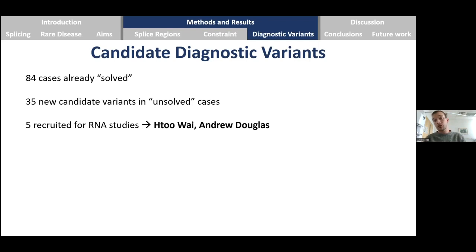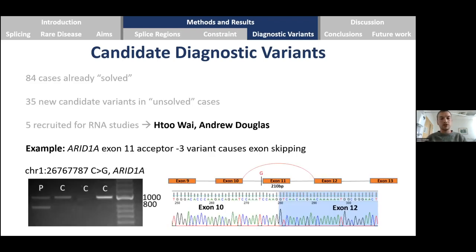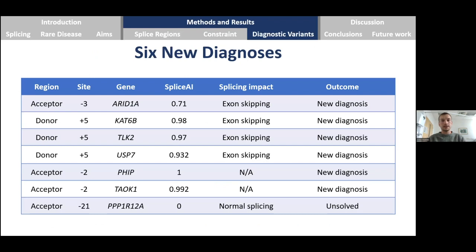We were lucky enough to recruit 5 of these patients for RNA studies in-house, which were largely done by Tu and Andrew. As an illustrative example, we found a patient with a de novo variant in the acceptor -3 position of ARID1A. The variant causes skipping of exon 11, and this translated into a new diagnosis for this patient. In total, we identified 6 new diagnoses across a whole array of disease genes, mostly at sites which would also have been prioritized by SpliceAI. So a really useful outcome for those families.